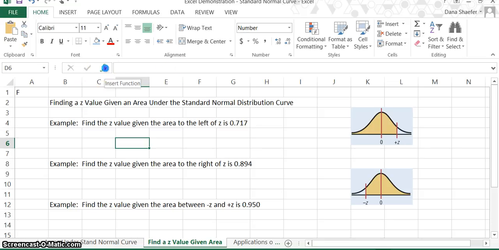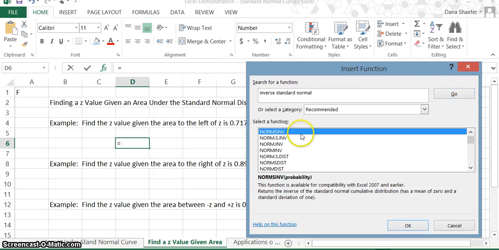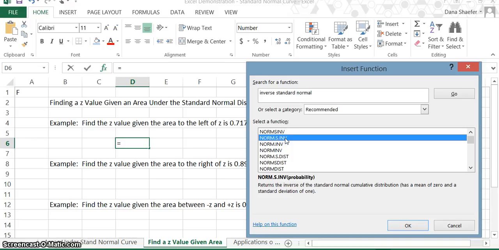So up here at the top, we would pick, let's say, inverse standard normal. Go. We're going to use this second one down, the one that has the periods in it, NORM.S.INV. Returns the inverse of the standard normal cumulative distribution, where that standard normal distribution has a mean of 0 and a standard deviation of 1. So that's the function that we're going to use in this demonstration.